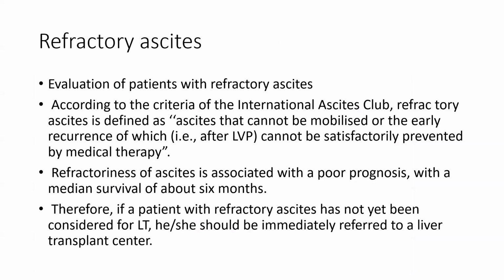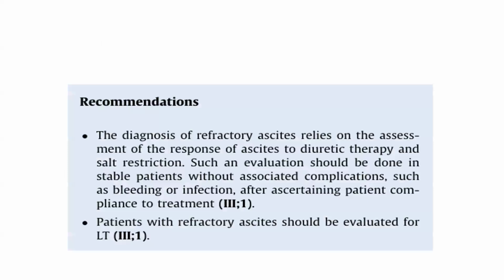Now, how to manage refractory ascites? According to the criteria of the International Ascites Club, refractory ascites is defined as ascites that cannot be mobilized or early recurrence of which cannot be satisfactorily prevented by medical therapy. Refractoriness of ascites is associated with poor prognosis, with median survival of about 6 months. Therefore, if a patient with refractory ascites has not been considered for liver transplant, he or she should be immediately referred to the liver transplant center.